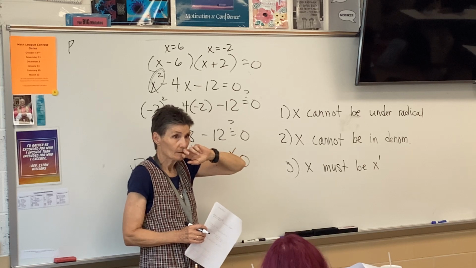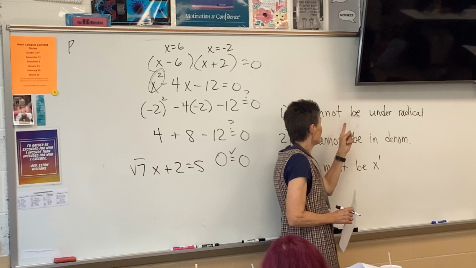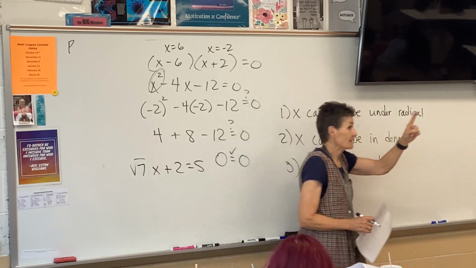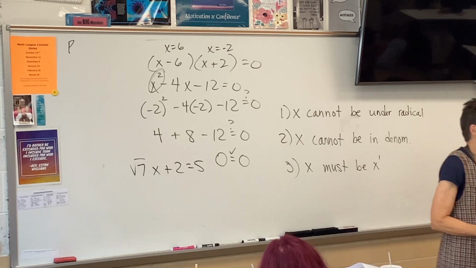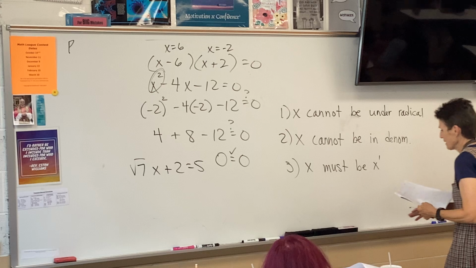Okay? So if I give you an equation and say, is it linear? You're gonna look for these. These are the rule breakers right here. If X is under a radical, no. If X is in the denominator, no. If X has any power other than 1, no. You good? Yeah.